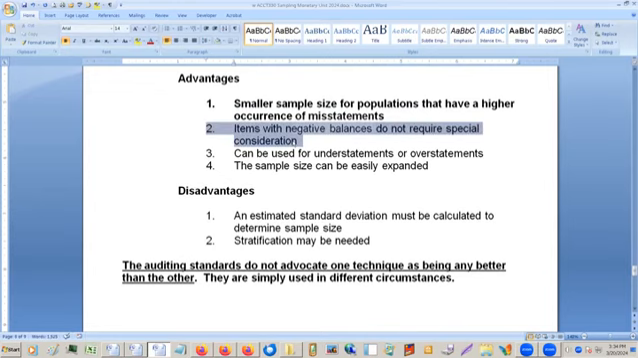This one's kind of a wacky one. Negative items require special consideration. I would say negative balance ones would. A lot of times, if they're negative balance, it means that they're misclassified. So, for instance, if you have a negative balance in accounts receivable, that really means it's an accounts payable, right? If you owe the client, if you owe one of your customers $500, that's a liability. It's not a negative asset. But we'll skip that one for now.